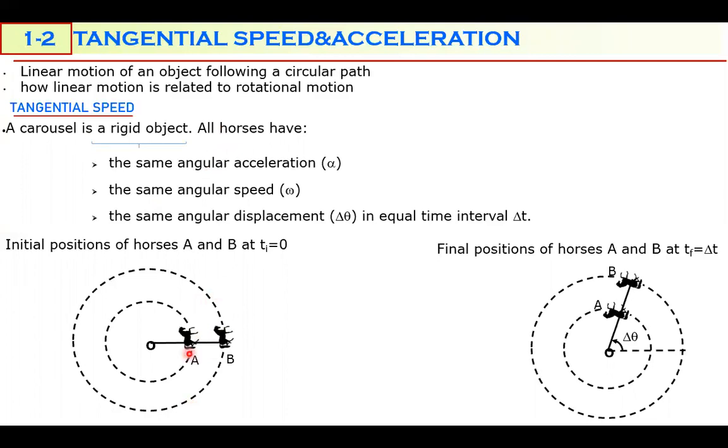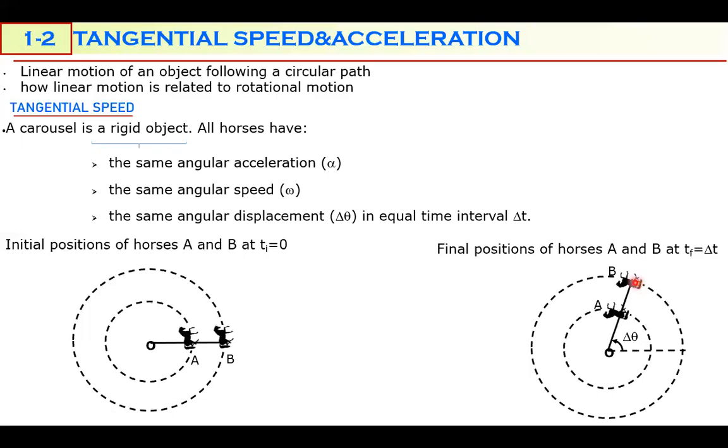For example, assume that on this carousel there are two horses, horse A and horse B, initially here, and the carousel rotates some, and these horses take a new position. This is the new position. They turn the same angle. Yes, their angles of turn, which are angular displacements, are equal. But the distance, the arc length, they traveled is not. The inner horse travels a shorter distance, but the outermost one travels the longest distance.